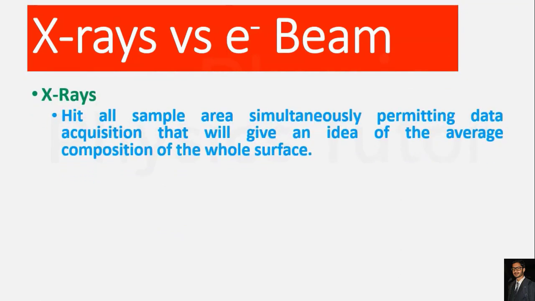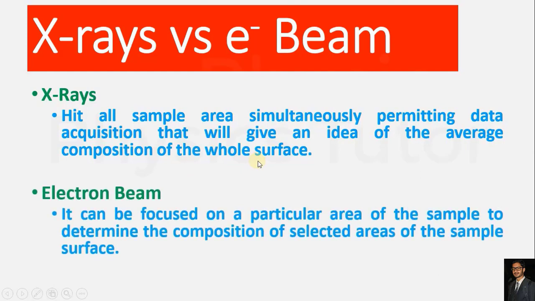X-rays versus beam of electrons. This means that we take analysis of X-rays and electron beam. This shows that in the form of X-rays, they hit all the sample areas simultaneously, permitting data acquisition that will give an idea of the average composition of the whole surface. And in the form of an electron beam, it can be focused on particular areas of a sample surface.